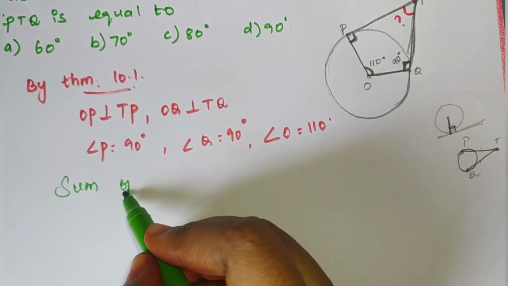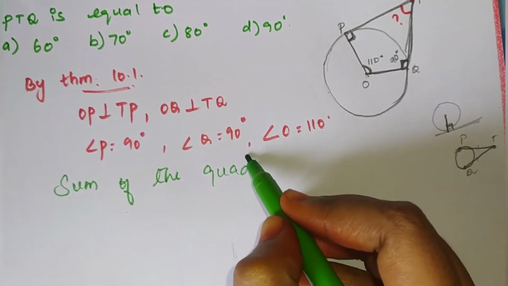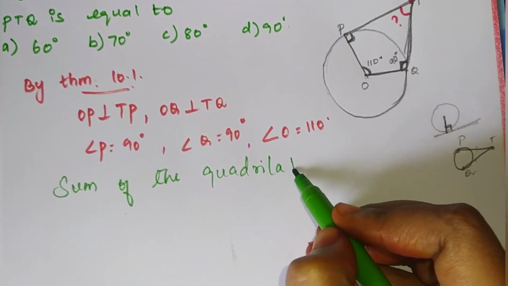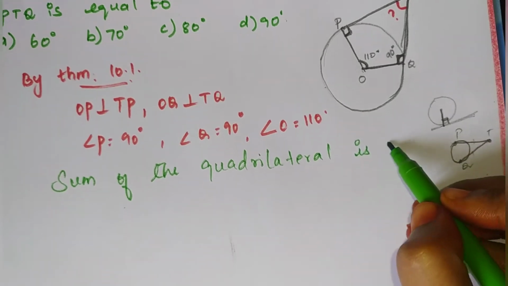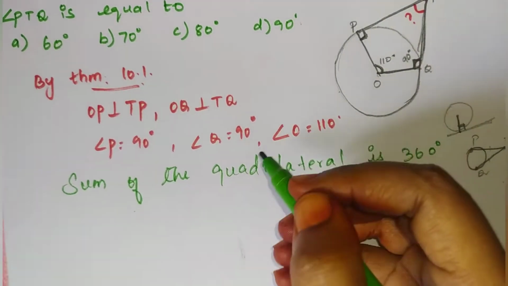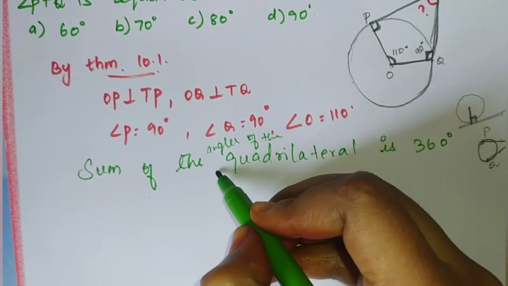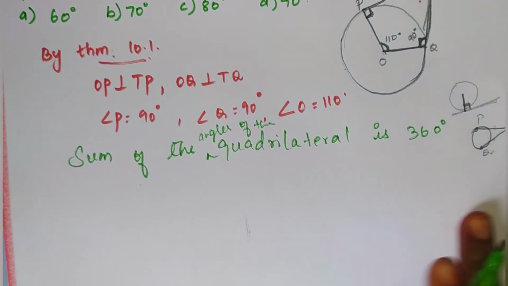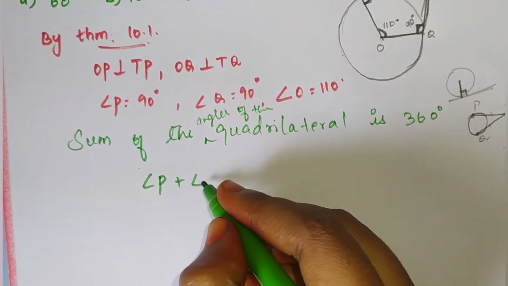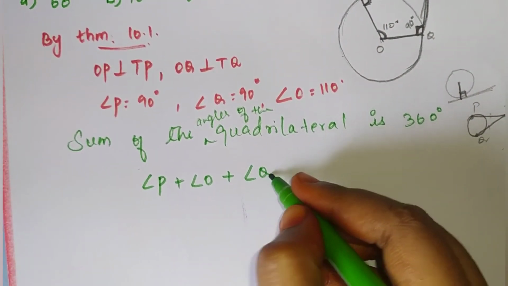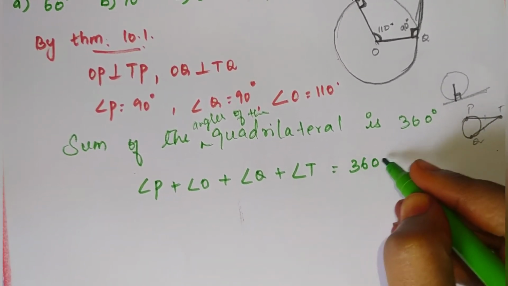Sum of the angles of the quadrilateral is 360 degrees. So angle P plus angle O plus angle Q plus angle T is equal to 360 degrees.